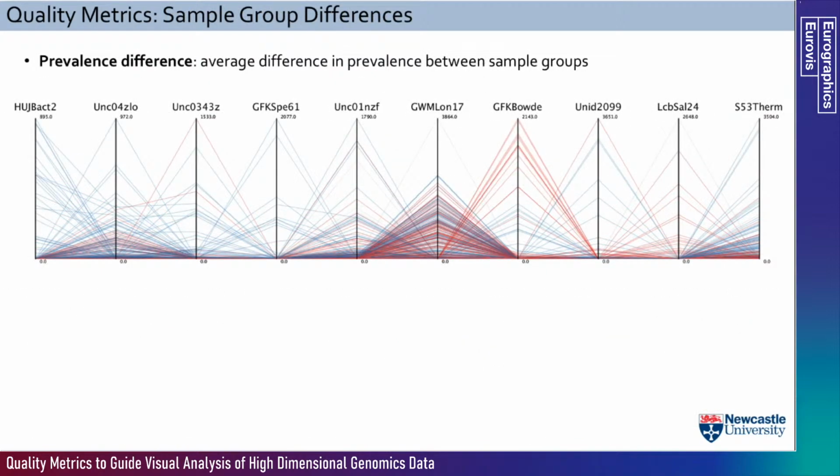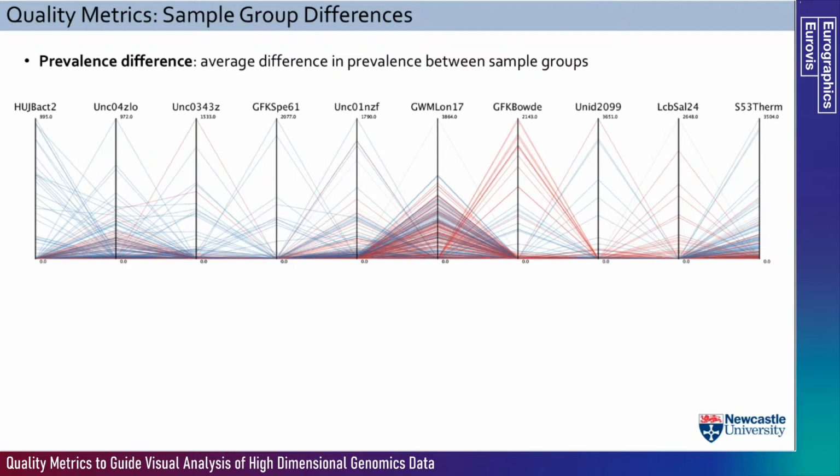The next group of metrics is the sample group differences. Differences between sample groups are often the core of studies, for instance comparing healthy and unhealthy participants in a study. We start with the prevalence difference between groups. The prevalence can be described as a percentage of samples that an entity is detected in, and the prevalence difference can then be defined as the difference in prevalence between groups in an entity. So we're looking at the average difference in prevalence between the sample groups.